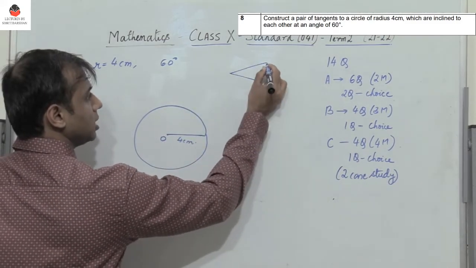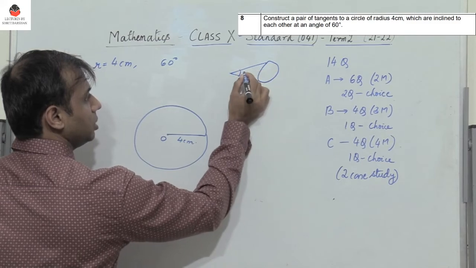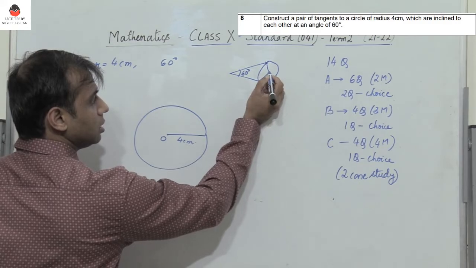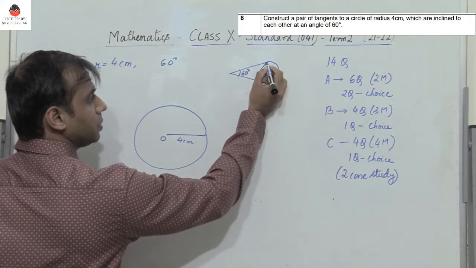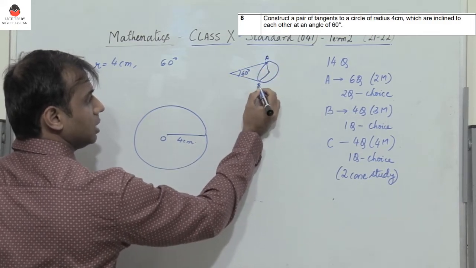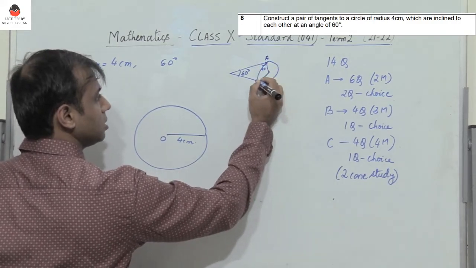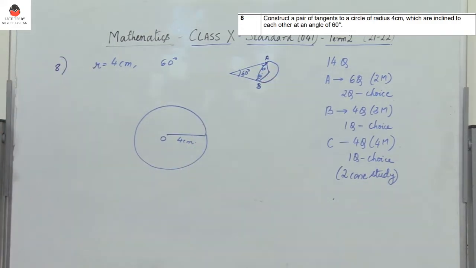So I have the 2 tangents here, and the angle between these 2 happens to be 60 degrees. And we know that if I join the center of the circle with the point where the tangent touches the circle, this angle is 90 degrees. This angle also is 90 degrees.